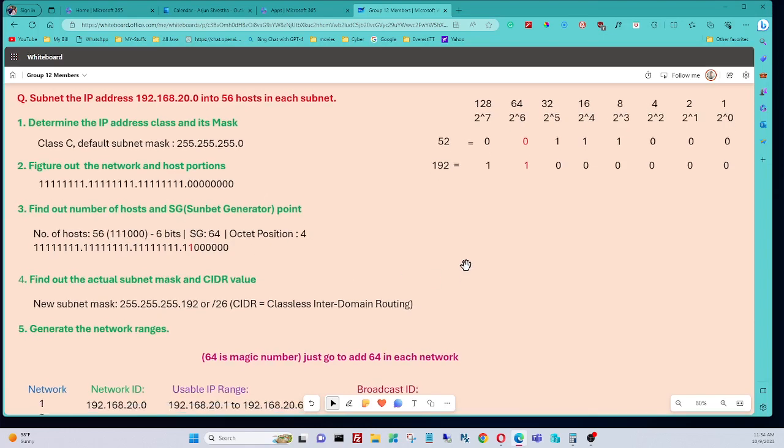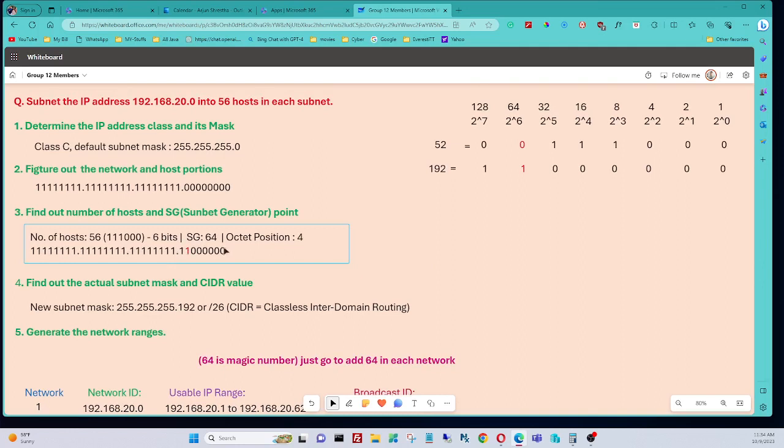Okay. Now, this one we figured out, but what happens if you don't have a 56 here? You don't have a 56 here. We just measure and add this number and this number. I mean, this bit and this bit, right? This host bit, this bit, and these 3 bits we add. That's why we get 56. But we need 56, but we don't have 56 here.